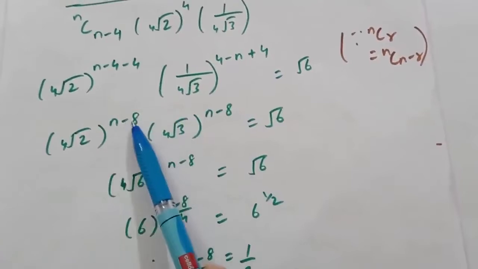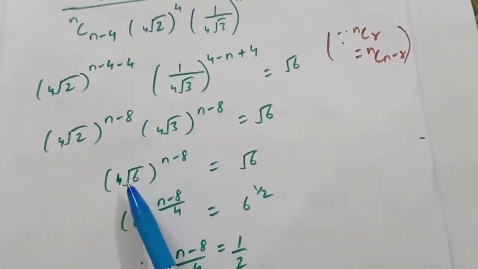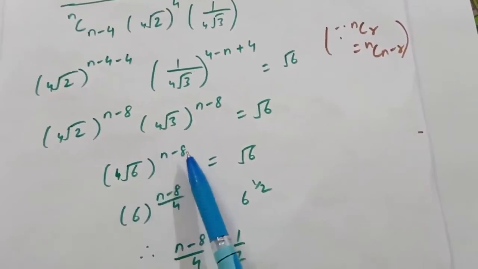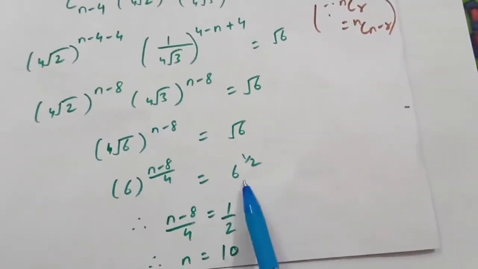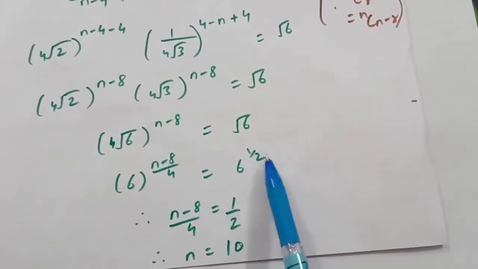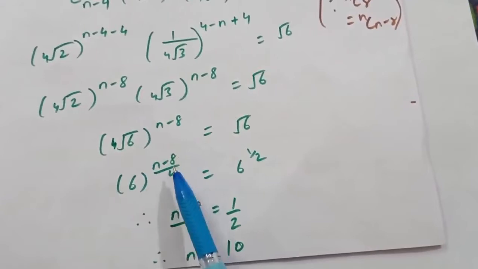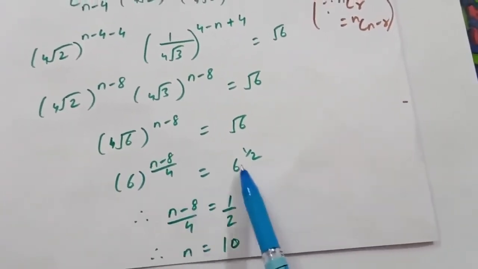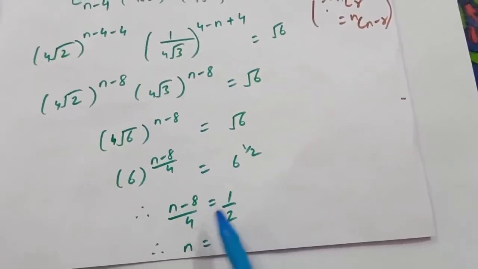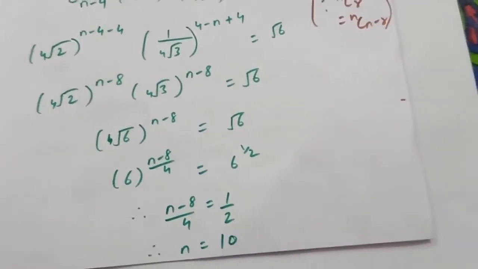So powers are same. Therefore, multiply the base. So you will get fourth root of 6 raised to the power n minus 8 is equal to root 6. Root 6 is 6 raised to the power 1 by 2, and this will become 6 raised to the power n minus 8 upon 4. Therefore, if these two are equal, therefore n minus 8 upon 4 is equal to 1 by 2, and therefore the value of n is equal to 10.